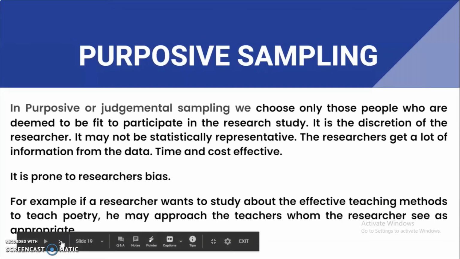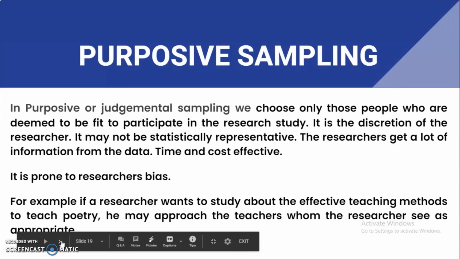We will see what purposive sampling is. In purposive sampling, or judgmental sampling, we choose only those people who are deemed fit to participate in the research study. It is at the discretion of the researcher. It may not be statistically representative. The researchers get a lot of information from the data, and it is time and cost effective, but it is prone to researchers' bias. So in purposive sampling, whoever seems to be fit for the study will be taken as a sample, based on the judgment of the researcher.